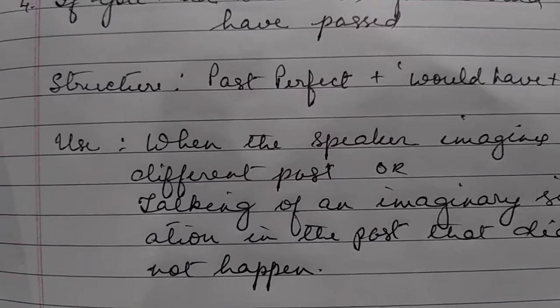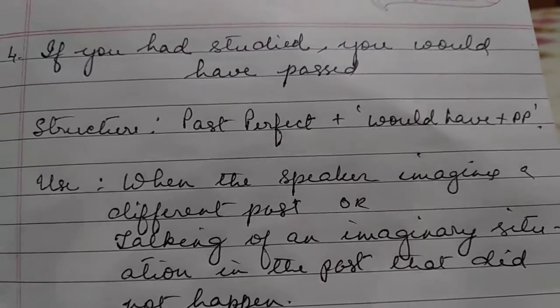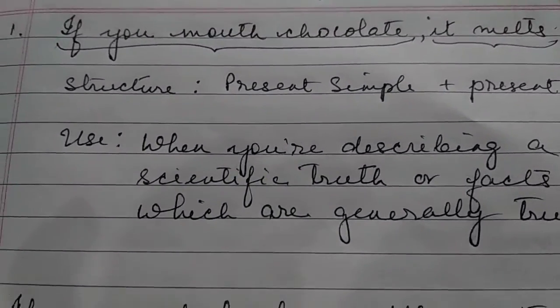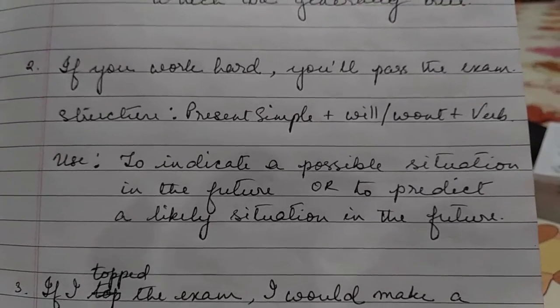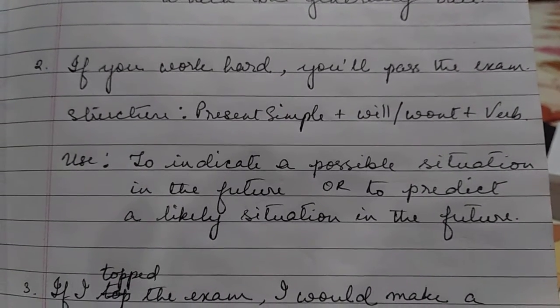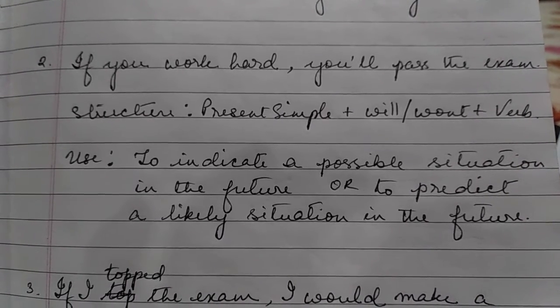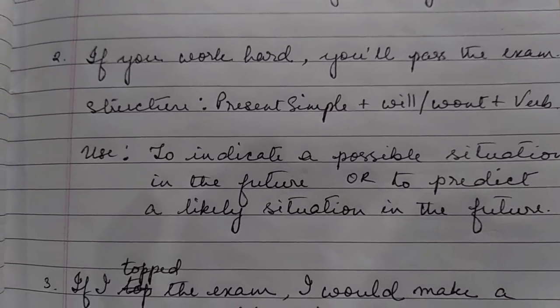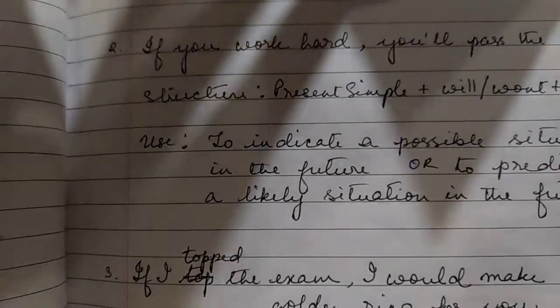So these are the 4 types of sentences with if clause, and I would like to ask you to concentrate on the second type of structure. If you work hard, you will pass the exam, with the structure present simple followed by will or won't plus V verb, first form of the verb. So concentrate on this, particularly on the second type of sentence with if clause.